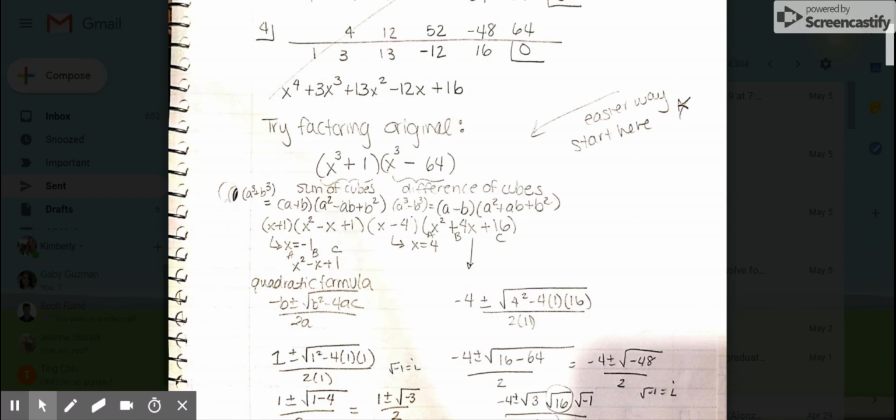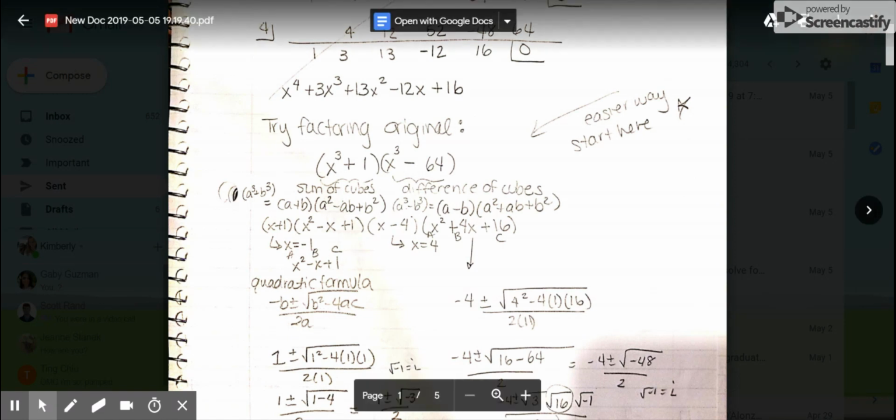Then I have the difference of cubes. I have a cubed minus b cubed. So I have a minus b. This is something cubed. This is something cubed. So I have, that's x cubed. This is 4 cubed. So I have x minus 4. Then I have x squared plus 4x plus 16, because it's x squared plus a times b, which is x times 4. So that's where I got the 4x plus b squared. And remember, I said b was 4, so 4 squared is 16.